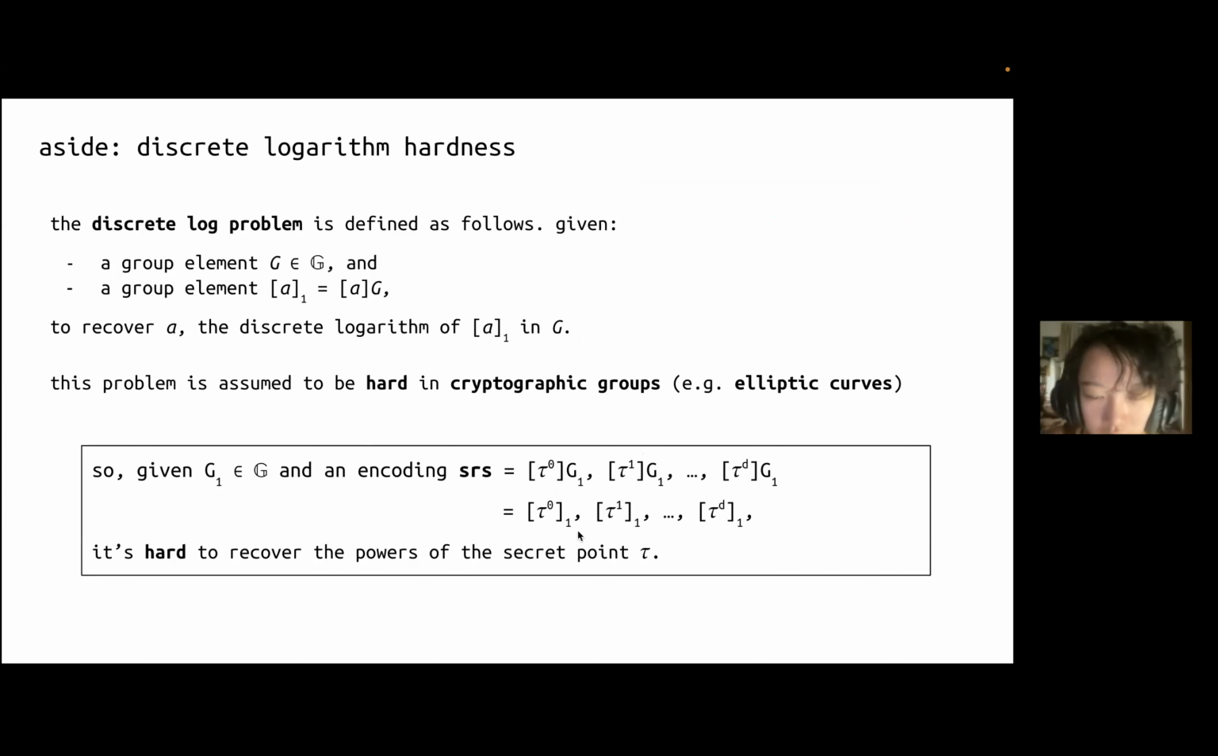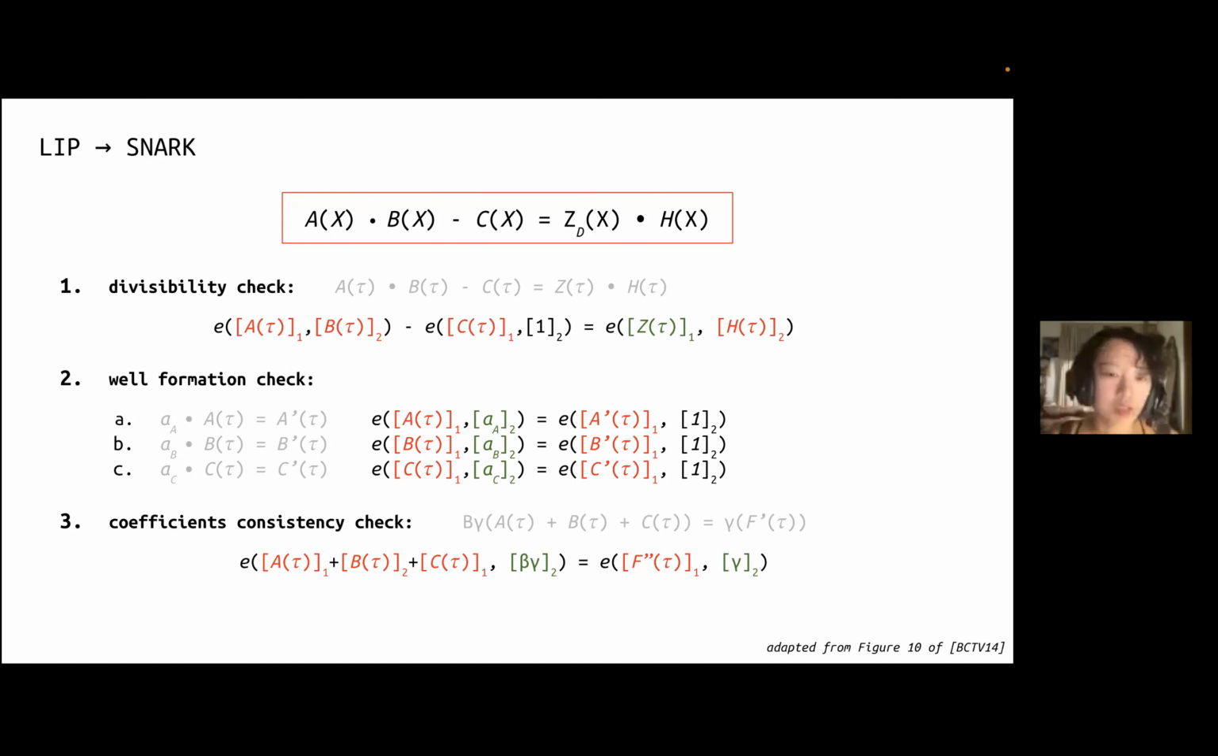So once again, you can't recover the secret given just a structured reference string. So now, using these commitments to powers of tau, and using our ability to do blind evaluations, we can now check this polynomial identity at the secret point tau. To remind you again, we're doing this because of the Schwartz-Zippel lemma, because it's sufficient to check it at a random secret point tau.